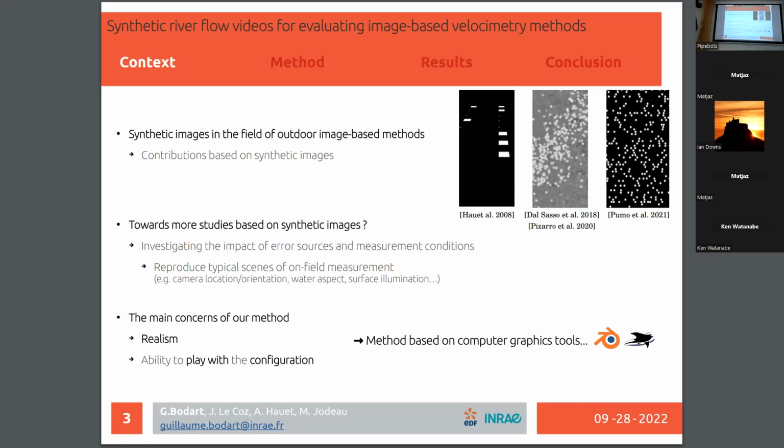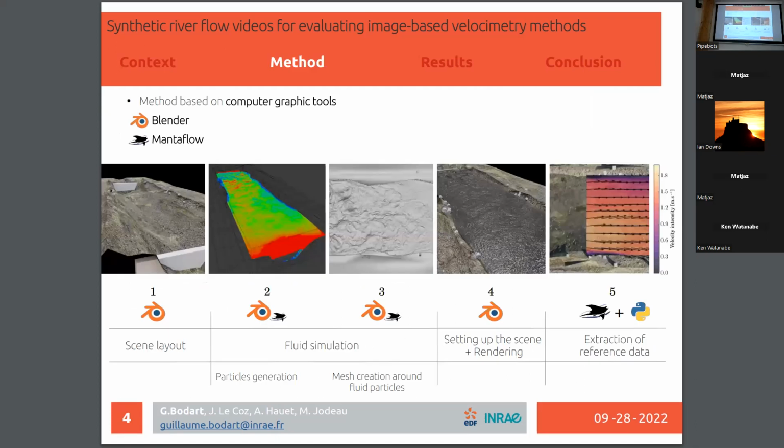So the method that we proposed, next slide please, is based on computer graphics tools: Blender and Mantaflow. Blender is a 3D creation suite that allows to create a synthetic, artificial scene. So we can place several elements. Mantaflow is a fluid simulation library that is dedicated to computer graphics. And Mantaflow is embedded into Blender, which makes it more convenient to use.